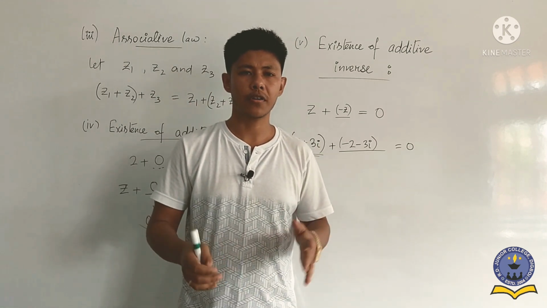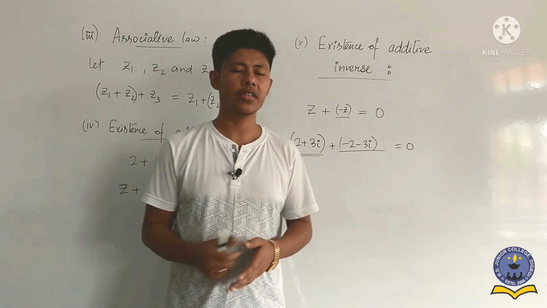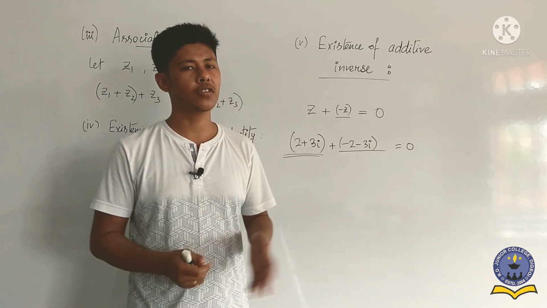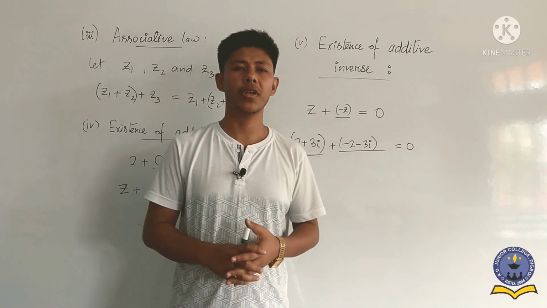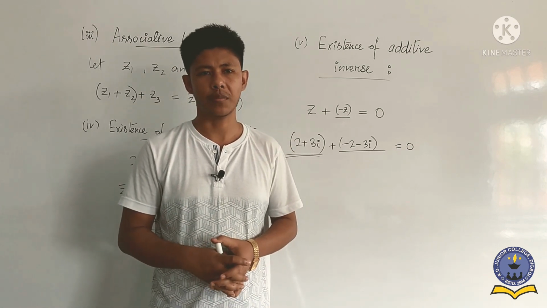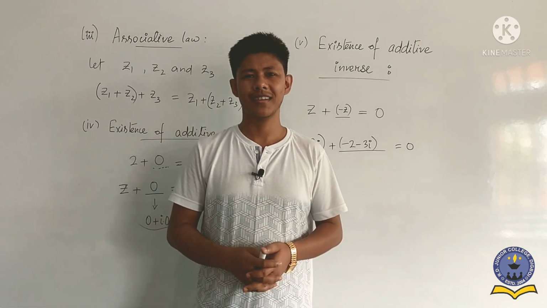I think all of you understood this one. So in our next class, we will discuss the difference of 2 complex numbers and their properties, and also the multiplication of 2 complex numbers. Is it clear? Okay, thank you.